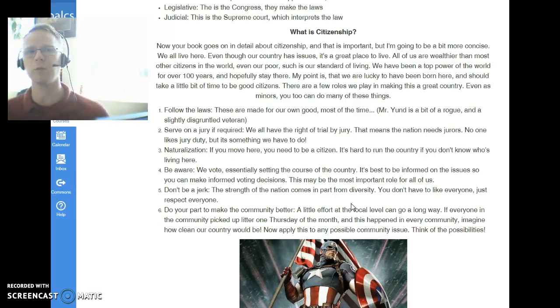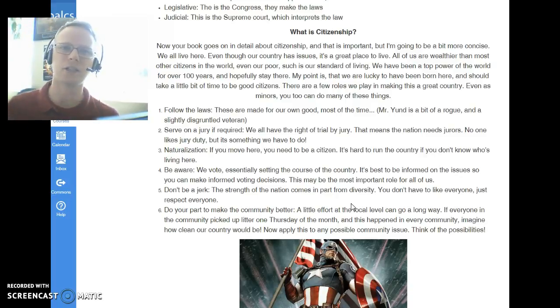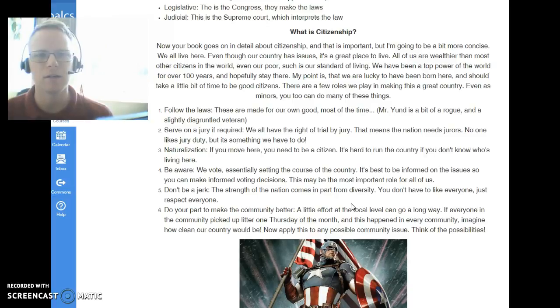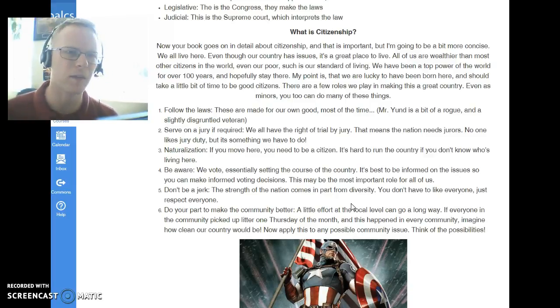There are a few roles we can play, even you as minors, non-legal adults. There's things you can do to be a good citizen. Let's talk about 6 things we can do to be good citizens. Well, follow the laws. That's something you can do. Most of them are for our own good and make the country a safer place.